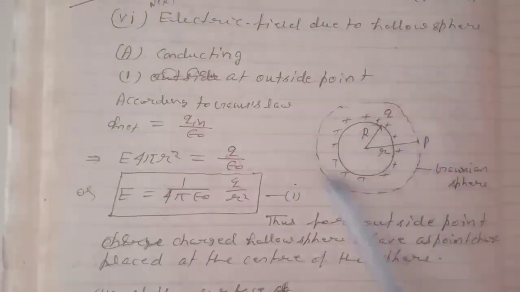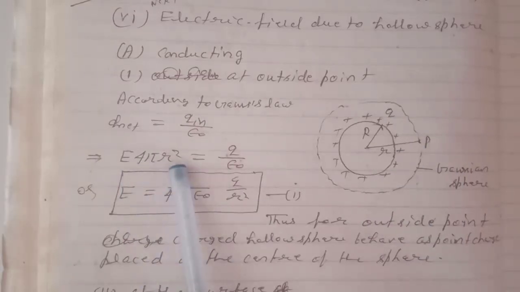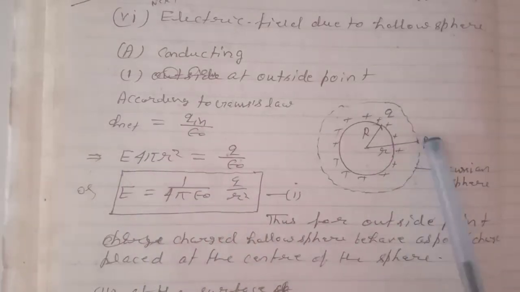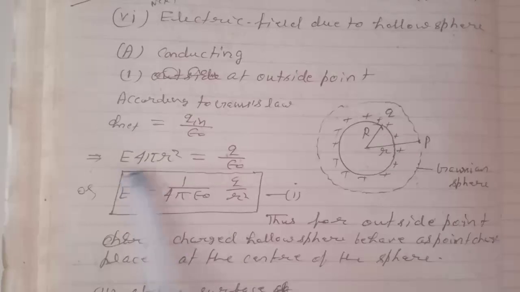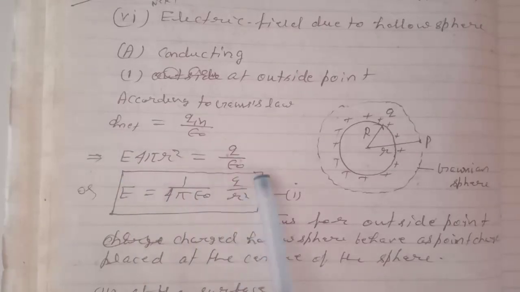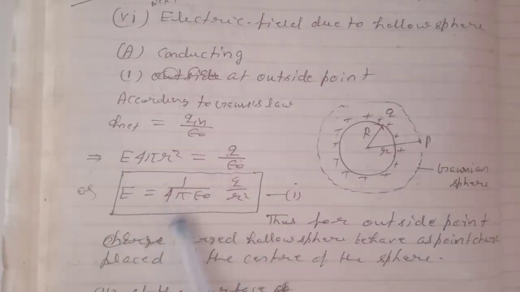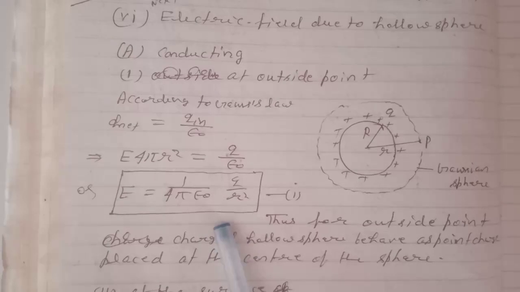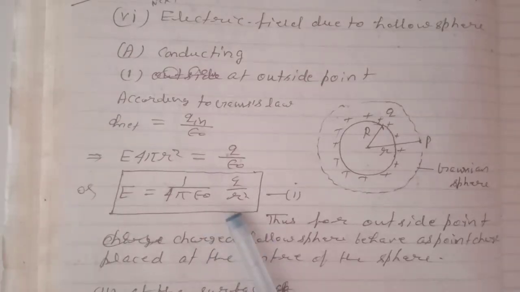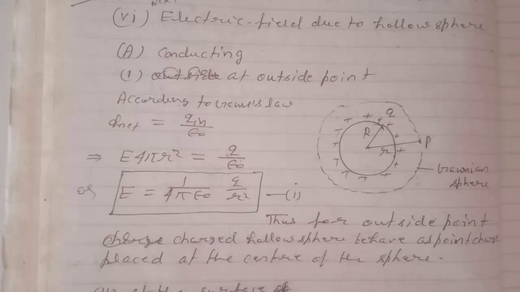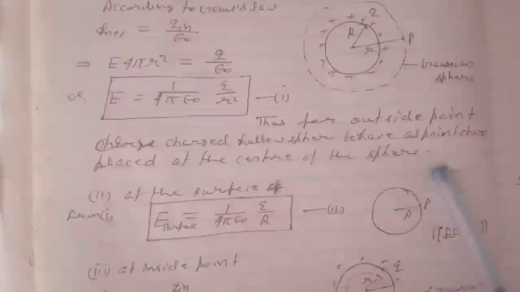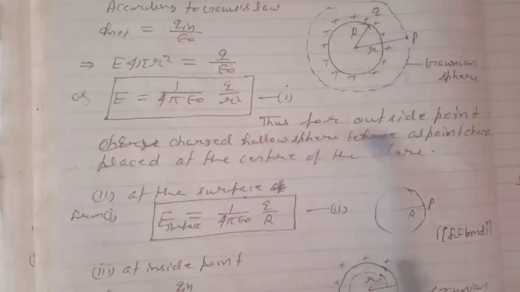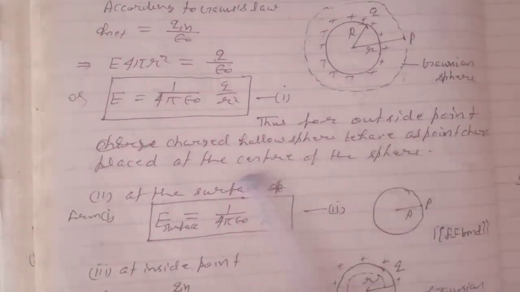So the area of this whole sphere will be 4 pi r square, and if we consider the electric field is E, then E into 4 pi r square equals q by epsilon naught. Hence E equals 1 by 4 pi epsilon naught q by r square. This is the case for outside the sphere. Thus for an outside point, a charged hollow sphere behaves as a point charge placed at the center of the sphere.